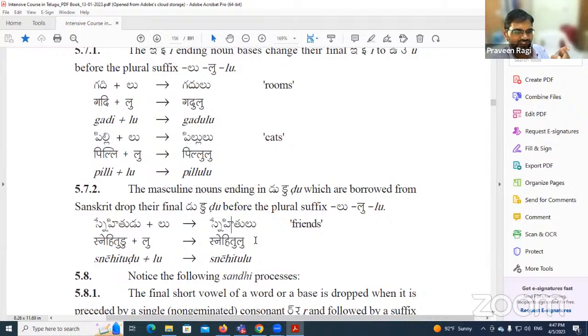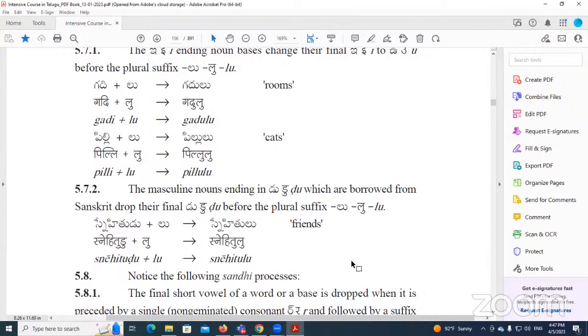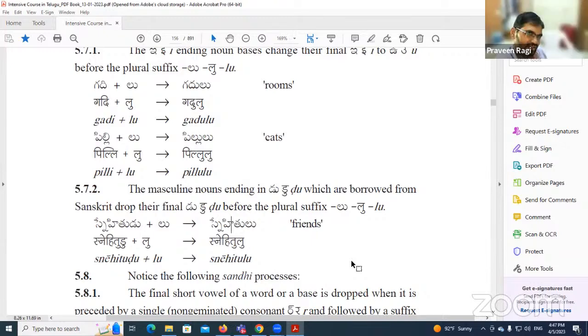Can you translate this one into plural form, like girlfriends? Snehitulu for males, and then Snehitunulu for female friends. Snehitudu becomes Snehitulu when we add the lu suffix. They are two friends: Variddaru Snehitulu. But we are talking about feminine gender.